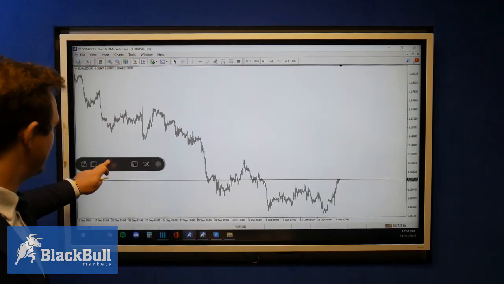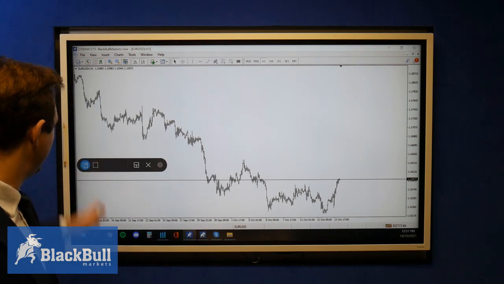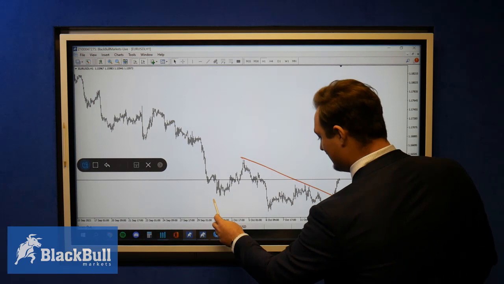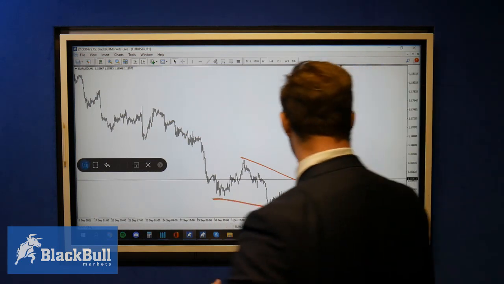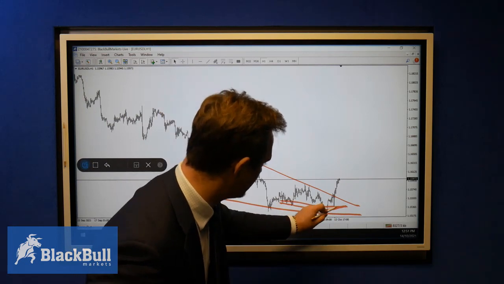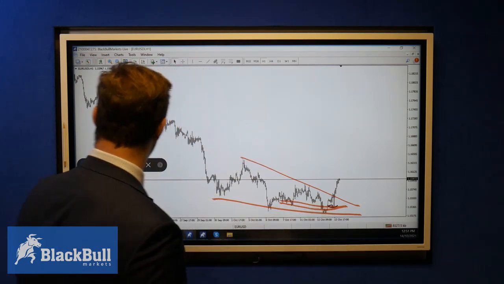So if we pull this across, we can have a look right over here. We can see nice conjoining lines coming together and starting to form this wedge pattern. We had a nice bit of a breakout. We used internal support/resistance areas for rejection inside this wedge, now pushing the market further higher.